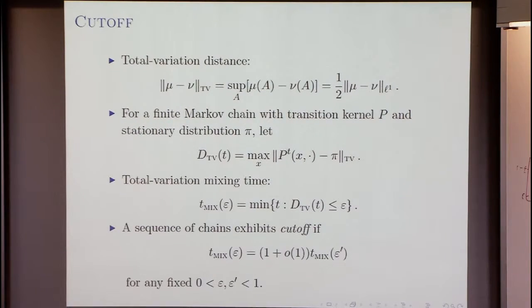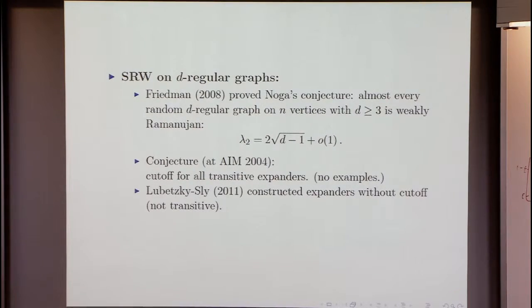So again, we're going to talk about mixing time, and this is, for the third time, recalling these definitions of cutoff. Now, for simple random walk on d-regular graphs, there was a conjecture of Noga Alon that says almost every random d-regular graph should be at least weakly Ramanujan, which means that lambda_2 should be 2 root d minus 1 plus lower order corrections. And this was proved by Friedman in 2008.